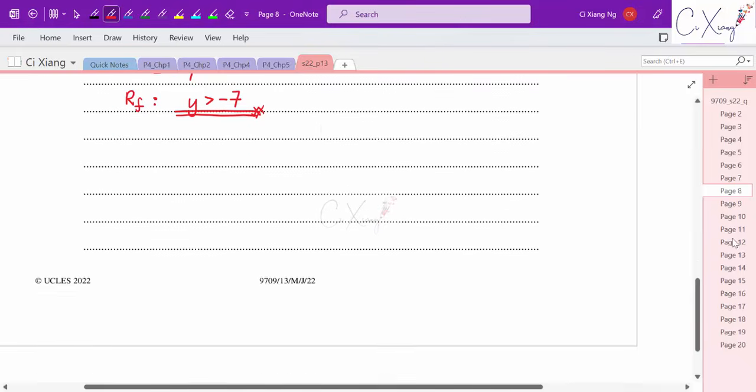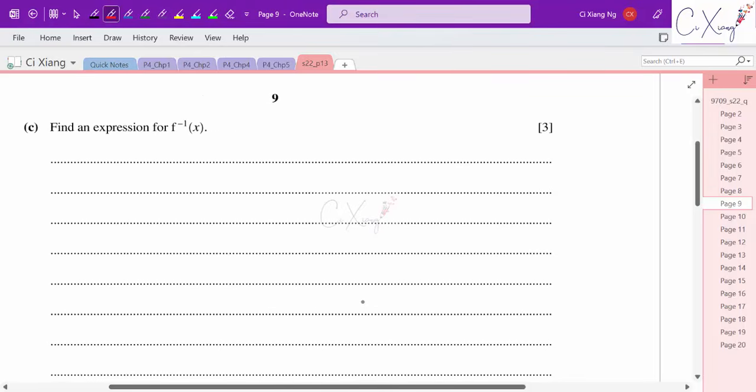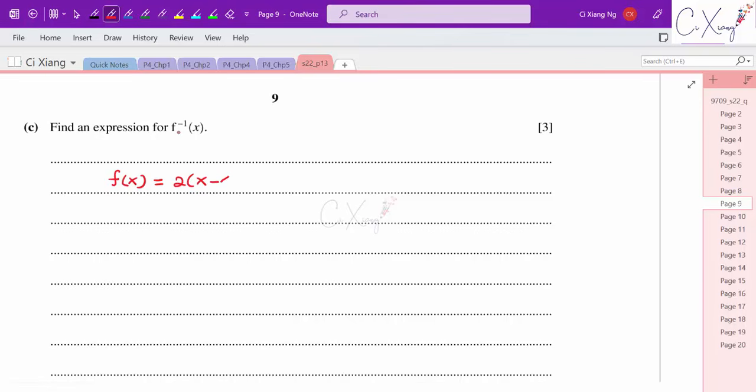Then we go to part C. For part C, they are asking us to find the expression for f inverse of x. Basically, when we have a quadratic equation, to find the inverse function, the only way is to use the completing square form. And just now we already got our completing square form. I will let y equal this completed square form. Now my aim is to rephrase my answer, x in terms of y.